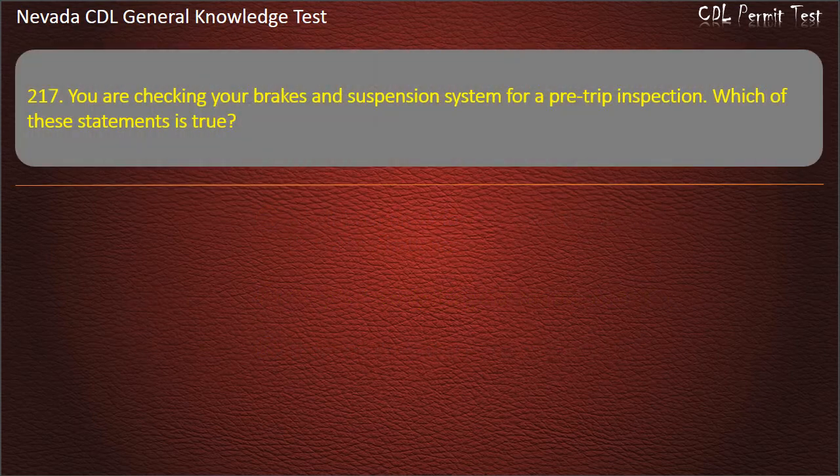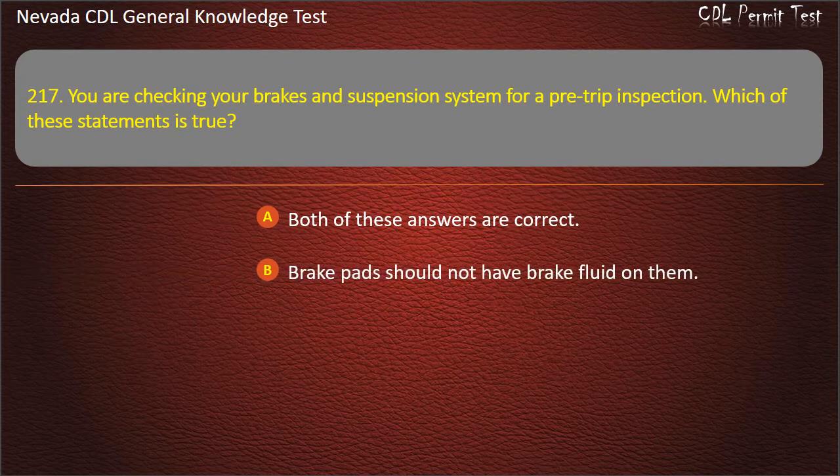Question 217. You are checking your brakes and suspension system for a pre-trip inspection. Which of these statements is true? Both of these answers are correct. Brake pads should not have brake fluid on them. Brake shoes should be at least 1/32 inch thick. Answer. Both of these answers are correct.